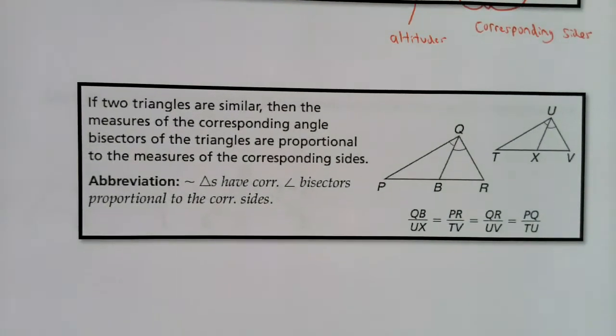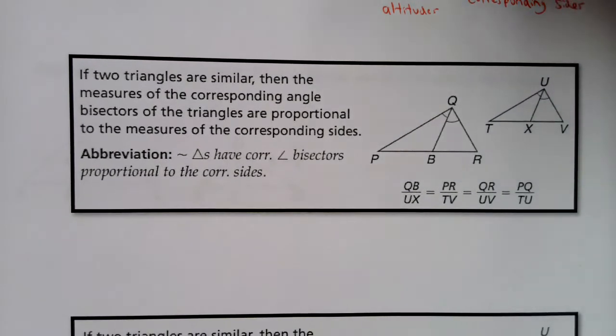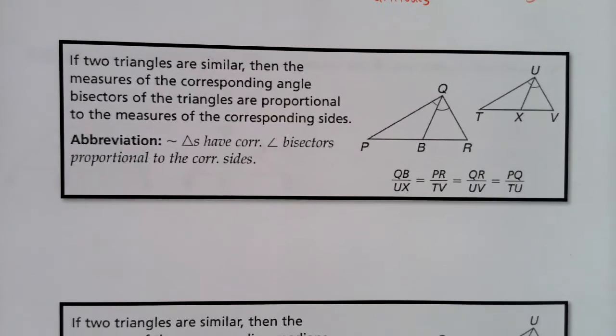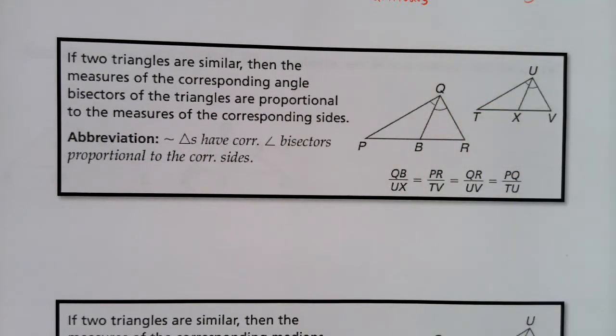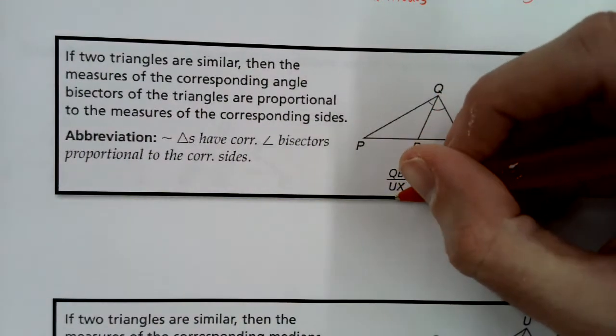Second one, basically the same thing, but this one deals with angle bisectors. So if 2 triangles are similar, then the measures of the corresponding angle bisectors of the triangles are proportional to the measures of the corresponding sides. So QB is your angle bisector because it bisects angle Q, and XU is your angle bisector because it bisects angle U. Okay, so these are the angle bisectors.